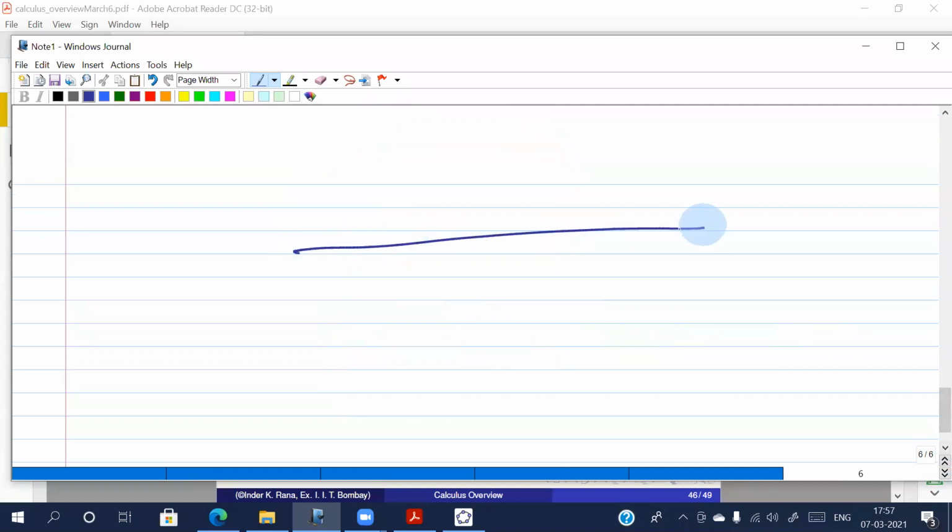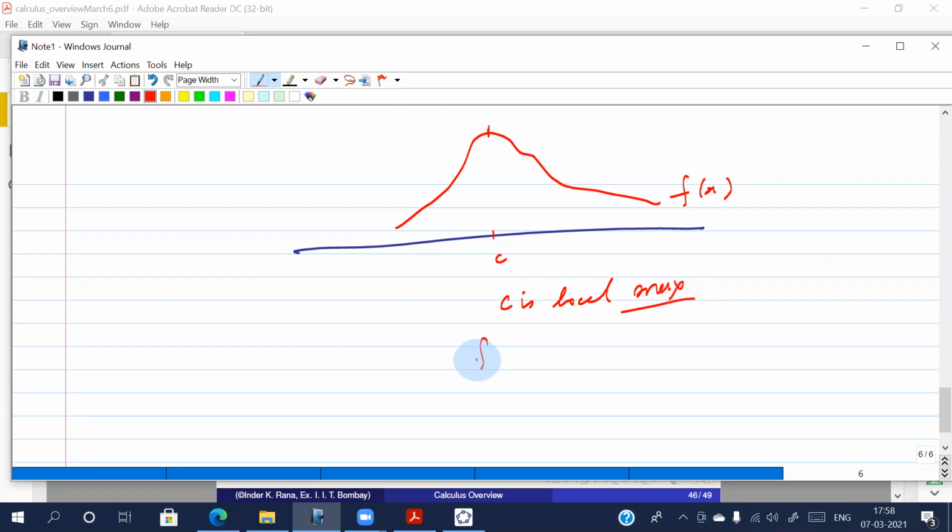Another thing is, supposing f is a function, let us say it's like this, f of x is a function, and this is a point C, which is a point of local maximum. If C is a point of local maximum and f dash of C exists, meaning the derivative exists, what should happen? It says this implies the derivative at C must be equal to 0. So this is a necessary condition.